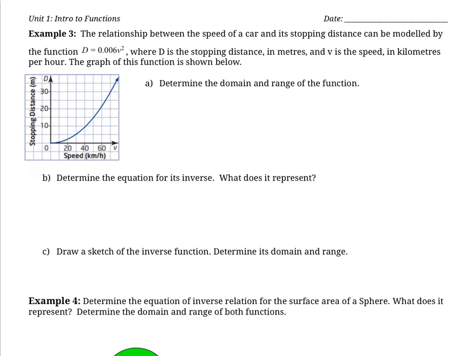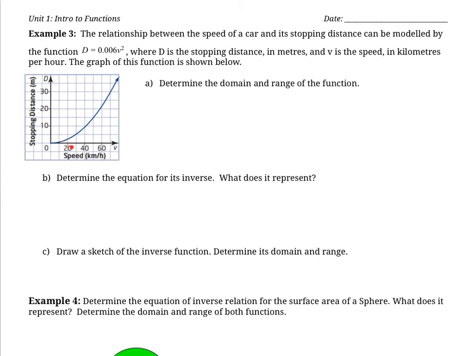So let's finish off with a couple last problems. It says the relationship between the speed of a car and its stopping distance can be modeled by the function here. So d is the stopping distance in meters and v is the speed. So take a look at this. This is an increasing function. Let's just make sense of this. So it says the stopping distance and the speed of a car. So just think about it. If someone was traveling in a car really slowly and they had to slam on the brakes, their car wouldn't take very long to stop at all.